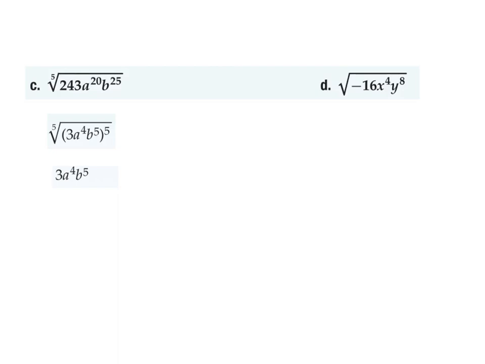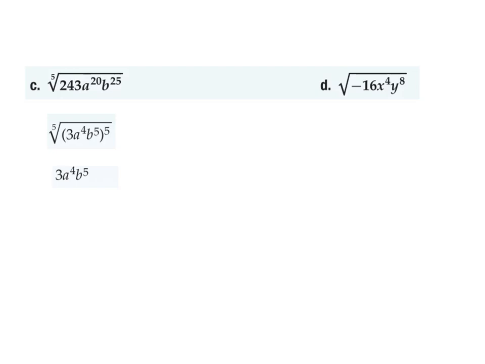So like I said, if you employ that division technique, I can go right from a to the 20th. The 5th root of a to the 20th is a to the 4th. The 5th root of b to the 25th is b to the 5th, and since this one actually worked out, it's not always going to work out. The 5th root of 243 is 3.